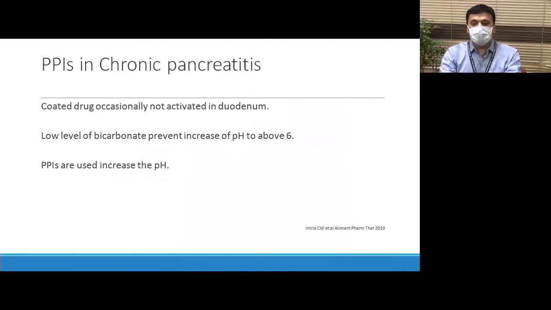So the role of PPIs in chronic pancreatitis: usually PPIs like pantoprazole or esomeprazole are given along with enzymes in patients with chronic pancreatitis. The coated drug is occasionally not activated in the duodenum, and there is a low level of bicarbonate which prevents the increase of pH to above 6. PPIs are used to increase the pH.